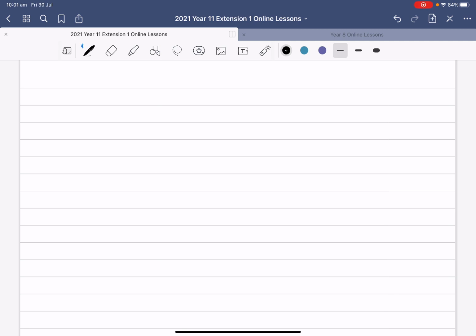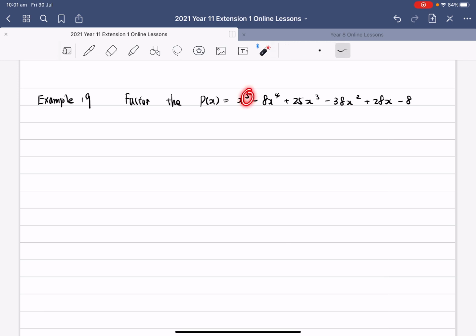I do want to show you example 19, solving equations. In example 19 from the textbook, they were saying: factor the polynomial p of x equals x to the power 5 minus 8x to the power 4 plus 25x to the power 3 minus 38x squared plus 28x minus 8 completely. They are using this example for the purpose of demonstrating this question here. It's a degree of 5, so you have a maximum of 5 solutions, or 5 zeros.